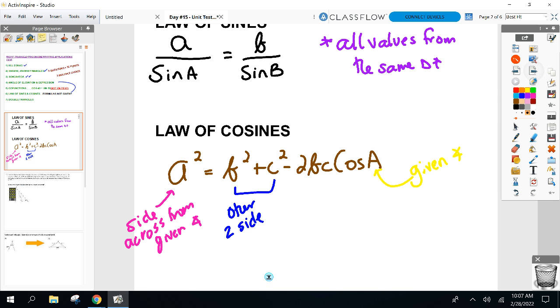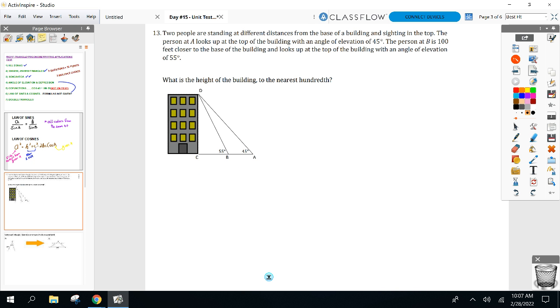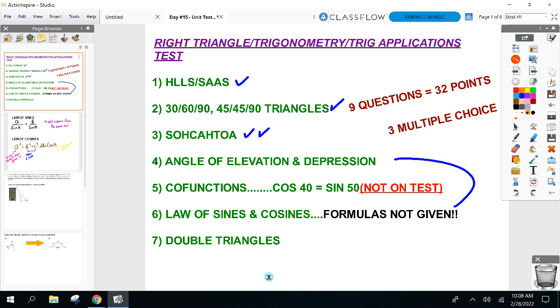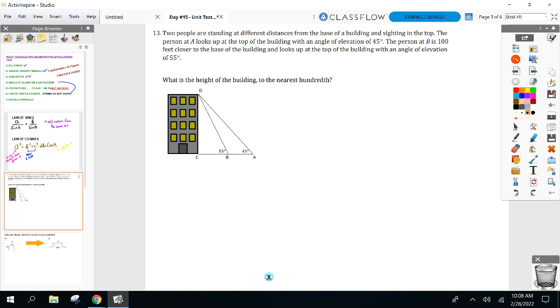All right, let's practice it, and then I got a couple in your group you're going to do. Number 13 from the review. Calculator's ready to go. Okay, this is an example of law of sines and cosines. And hey, take a quick look. This is also what I'm talking about when I say double triangles, on the little slide I have up here with all the topics that'll be on the test. That's what I mean by double triangles: two or more triangles in the diagram.